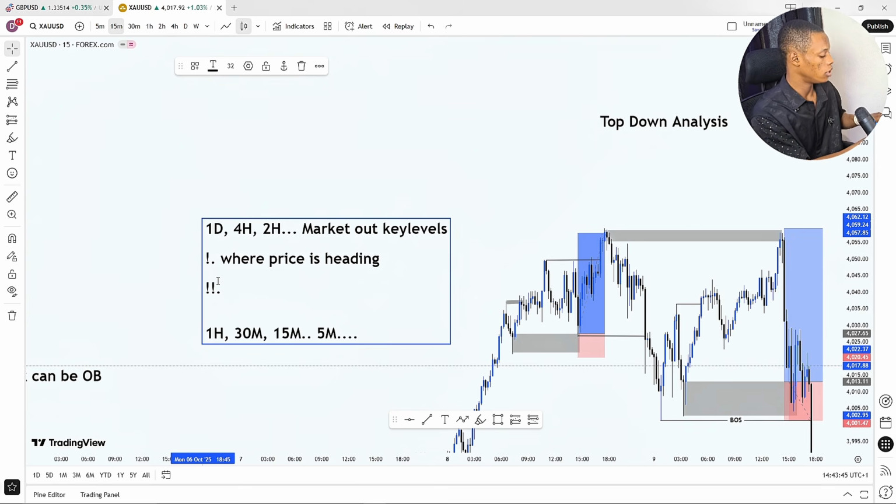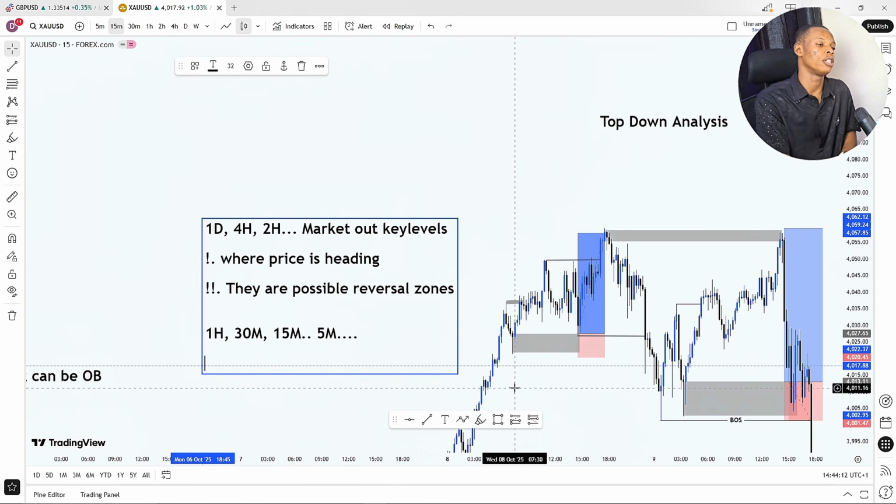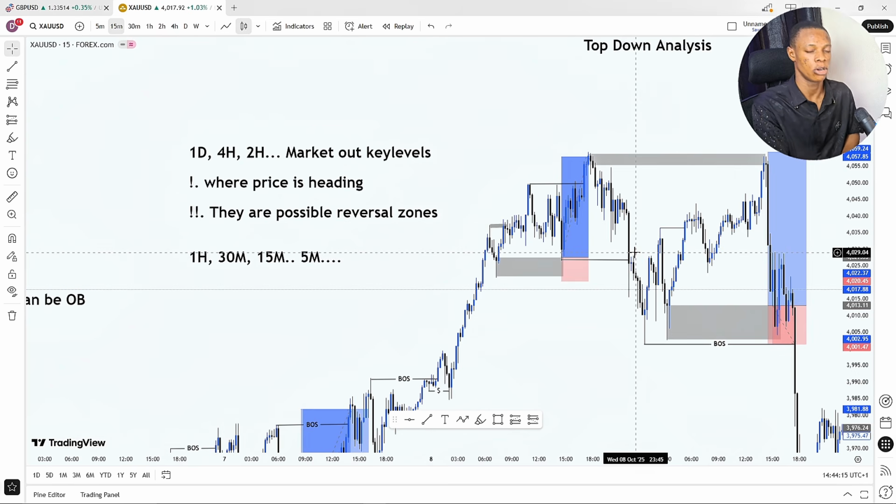Then the second thing is those levels are possible reversal zones or reversal levels. Meaning, on getting there, price can decide to change character and start becoming bearish or start becoming bullish. Now, gold has been going up. Everybody was expecting 4,000. On getting there, it can decide to change and start becoming bearish and start going down. Just like that. Why? Because it has achieved its goal. It has gotten to that supply zone.